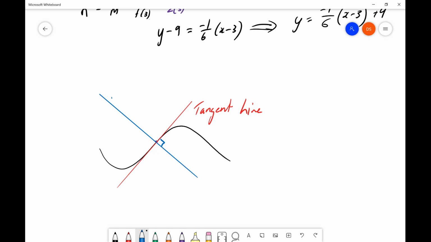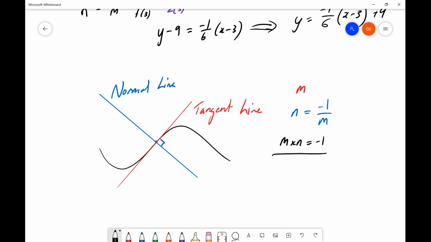Okay? If this is a normal line, and this is a tangent line, we have a very special, interesting relationship. If we have m and n, and n is equal to -1 over m, there's this really cool thing where m times n is equal to -1.